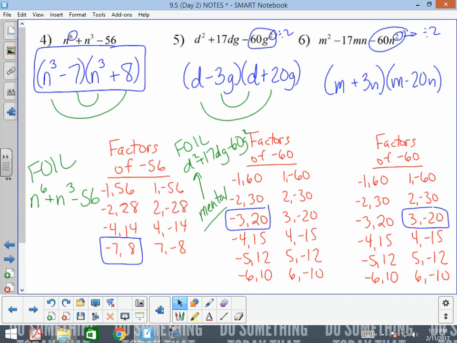Okay, so that is the factoring of when the last term is negative. Now you need to move on to your student problems and your Google form.